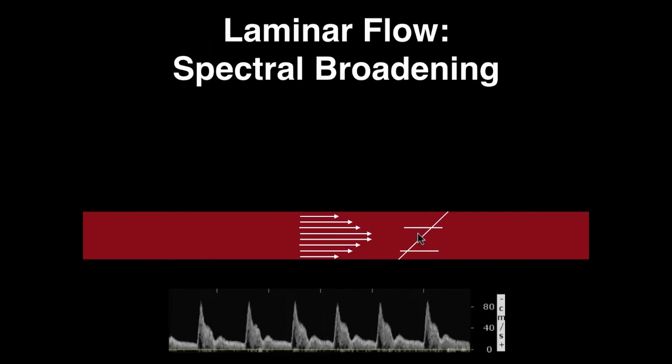You want to avoid having a range gate that, especially on a larger vessel, encompasses the entire vessel, because you're going to get a much wider display of velocities. And you can see this is what spectral broadening is. You can see all this fill-in here in the waveform.